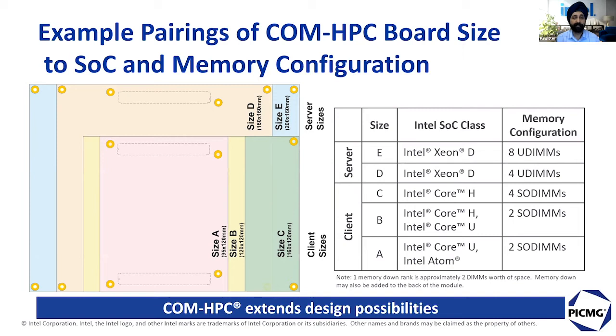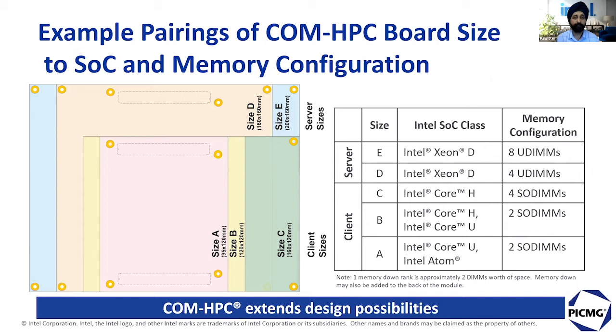Let's look into the graphic on the left, which shows the COM-HPC different board size options that are going to be available. The table on the right has a few example pairings of COM-HPC to some Intel products and memory configurations. Do note that other design permutations are possible, like using memory down configuration or using a different CPU, such as a Core desktop CPU in a client size.